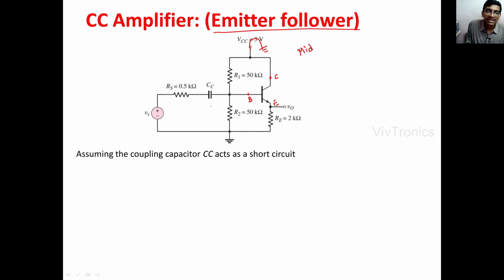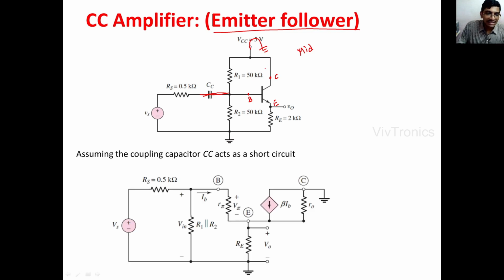In the medium frequency range, all the capacitors can be replaced with short circuits. Therefore, this CC capacitance has been short circuited like this, and all the DC sources have to be grounded. Next, we are going to get the small signal equivalent circuit of the CC amplifier. First, we have to start with the common terminal. So I am going to start with the ground line here, the emitter terminal has been marked here, input is the base terminal, and on the output side I have mentioned the collector terminal.